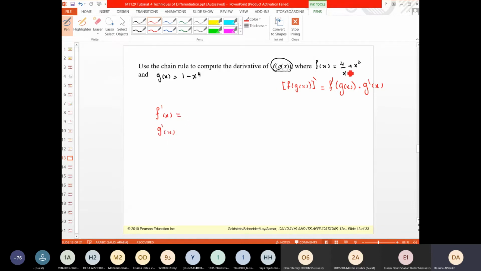What is F dash of X? F of X is 4 over X. The derivative of this one is minus 4 over X square. I told you to memorize this: for 1 over X, the derivative is minus 1 over X square. The derivative of X square is 2X. Now for G of X, what's the derivative? Minus 4X cubed. Good.